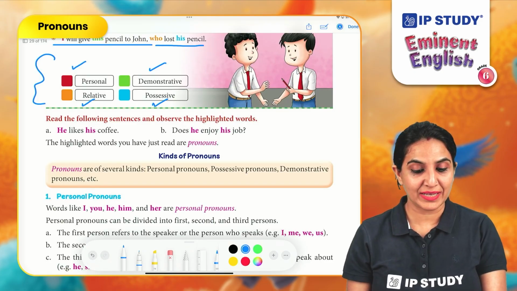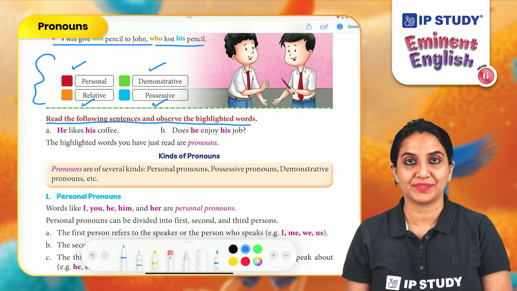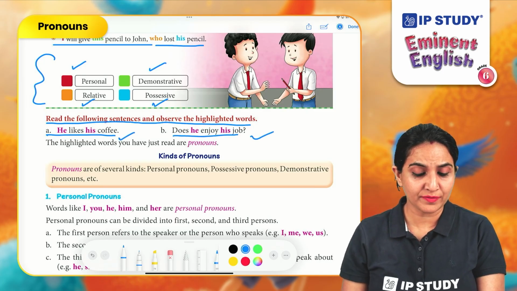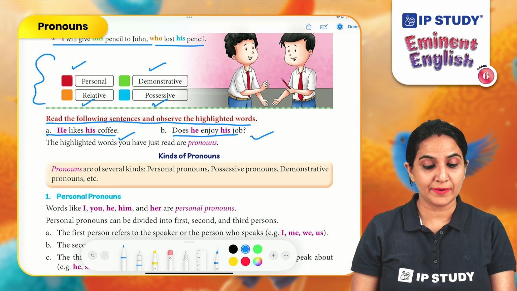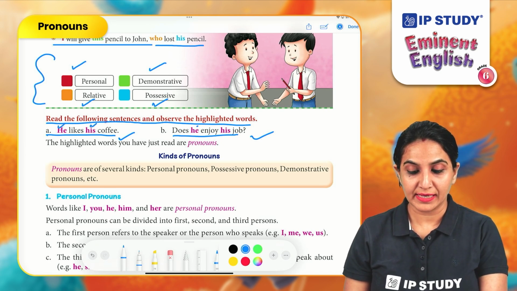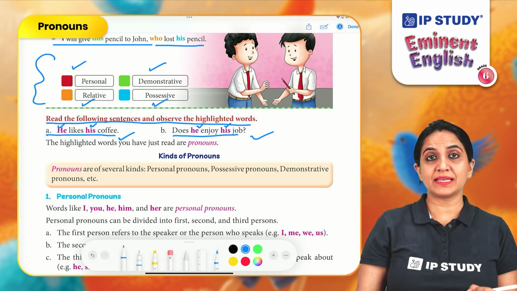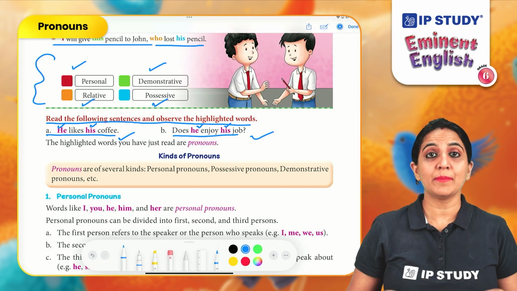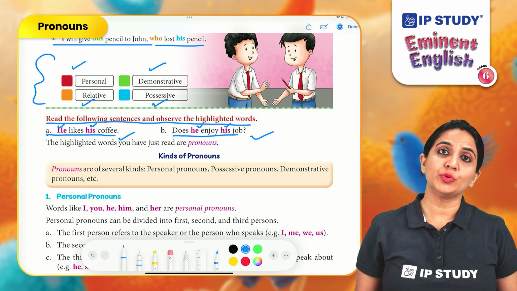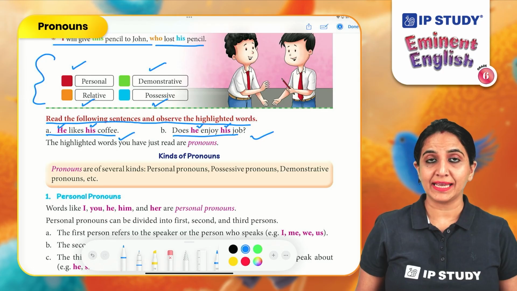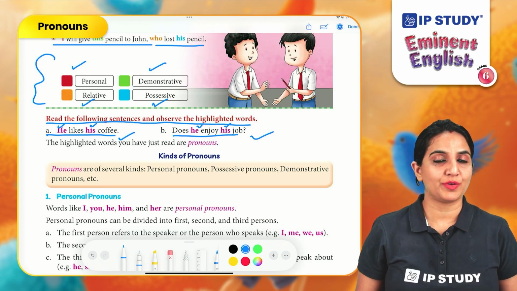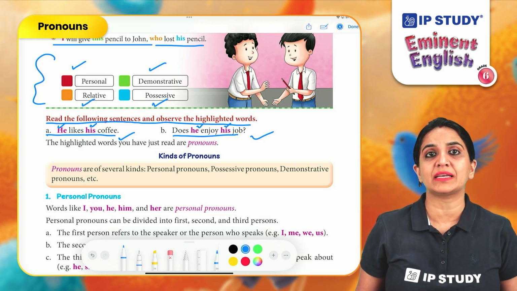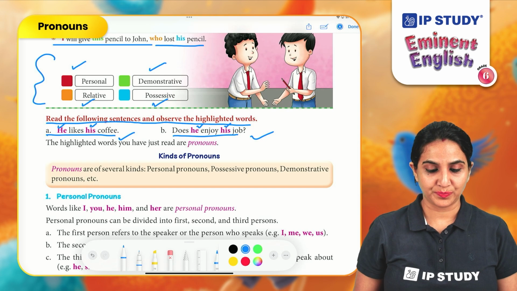Now let us read the following sentences and observe the highlighted words. He likes his coffee. Does he enjoy his job? Now in both of these sentences, we have used pronouns like he, his, he, his. So instead of repeating the names like Ram likes Ram's coffee, instead of using Ram and Ram again in the sentence, for Ram we have used the pronoun he. Ram's coffee, whose coffee, his coffee. So we've used his as a pronoun. Similarly, does he enjoy his job? Instead of repeating the names again, we have used the pronouns.